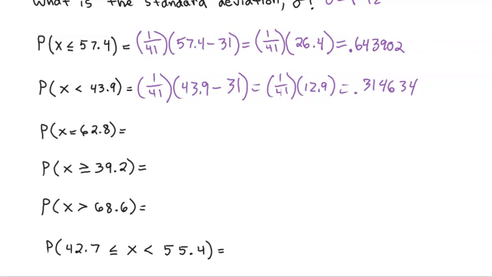This one's an easy one. This is the probability that x is equal to 62.8. Remember, in a continuous random variable, we cannot do an equal. So the answer here is automatically 0.